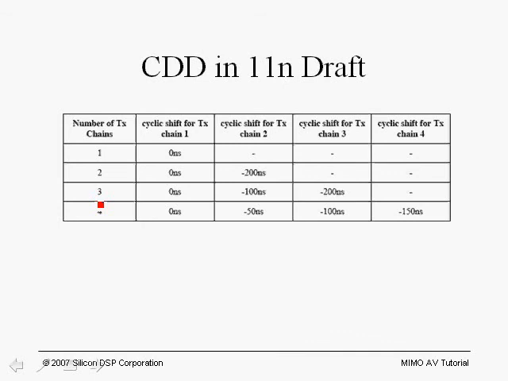If we have 3 chains, then we take the cyclic delay and divide it, so we now have 0 nanoseconds, minus 100 nanoseconds, and minus 200 nanoseconds. If we have 4 chains, then we have 0 nanoseconds, minus 50 nanoseconds, minus 100 nanoseconds, and minus 150 nanoseconds, so that the cyclic delay between each branch is 50 nanoseconds. So it's a fixed amount. In this case, it's minus 200 nanoseconds. In this case, it's minus 100 nanoseconds between each transmit branch. And of course, we can't exceed a large number here because we are processing the legacy preamble.